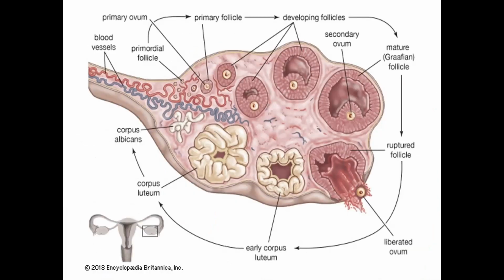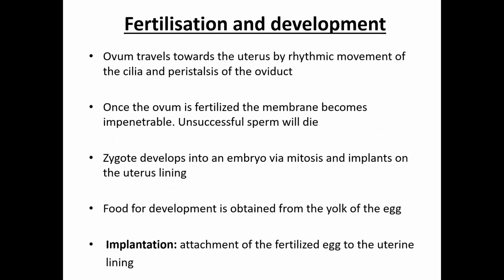So this is again kind of how it looks. The definition of implantation is the attachment of the fertilized egg to the uterine lining. You can see from there, the ovum travels towards the uterus by a rhythmic movement called peristalsis. We learned this from transport in animals, where our esophagus also uses peristalsis movement.